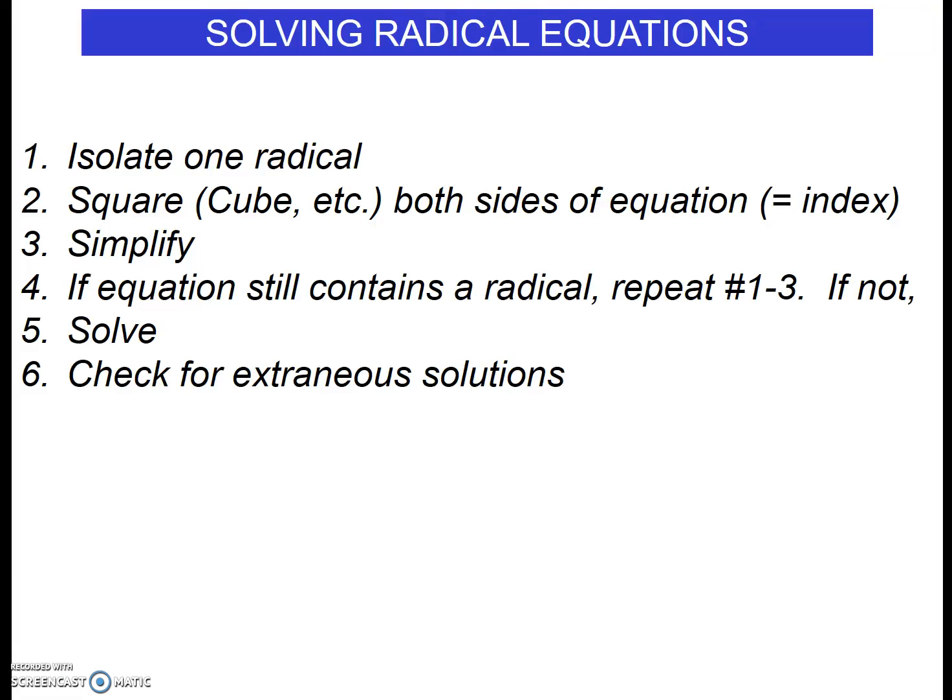You isolate a radical, you square or cube or whatever it is, both sides of the equation, whatever the index is, do the opposite, and then simplify. If we still have a radical somewhere, then we'll repeat those steps. If not, then you're going to move on and solve. Don't forget to always check for extraneous solutions. So some of these might tend to get a little lengthy just depending on how many radicals we have.